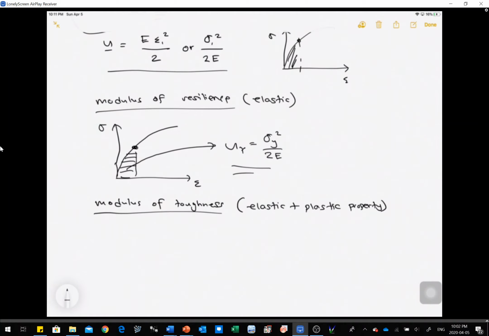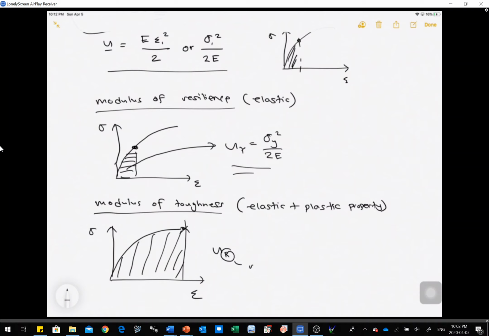Now again, for modulus of toughness, we have to write our stress strain curve. Now we have this curve right here. And then let's say it fractures at this specific spot. Now we can take the area of our curve, and that's described by U sub R. Your R means your rupture.